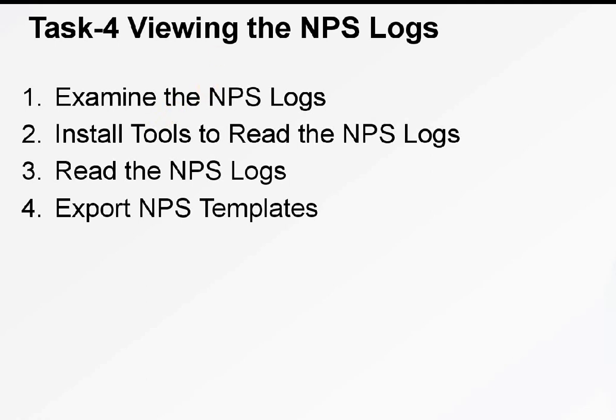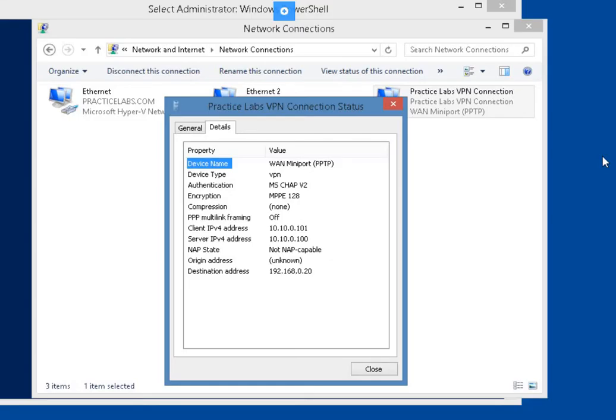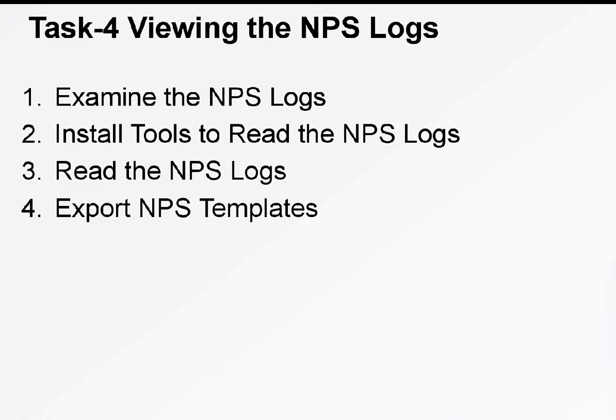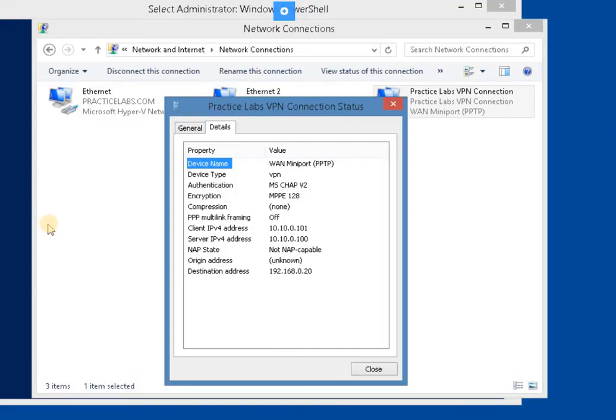Task 4, viewing the NPS logs. Under task 4, we are going to examine the NPS. So when Windows 8.1 connects to the VPN server, be it a successful or failed logon, you can view the details of the VPN connection by reading the NPS logs using a third-party log reader. Okay, so first we're going to examine the NPS logs. NPS logs are generated when the VPN client makes a successful or failed connection to the VPN server. The created log files are in comma separated value .csv format.